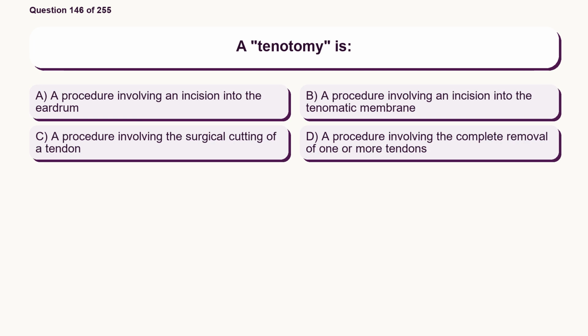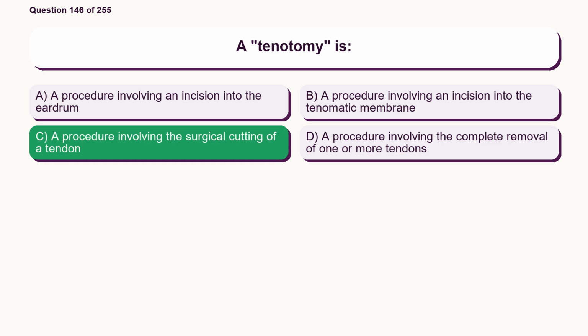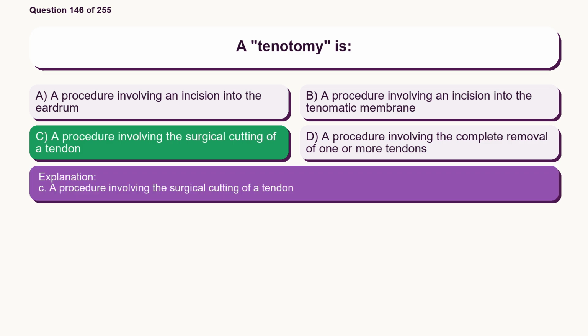Question 146. A tenotomy is: Option A. A procedure involving an incision into the eardrum. Option B. A procedure involving an incision into the tenomatic membrane. Option C. A procedure involving the surgical cutting of a tendon. Option D. A procedure involving the complete removal of one or more tendons. The correct answer is option C. A procedure involving the surgical cutting of a tendon. C. A procedure involving the surgical cutting of a tendon.